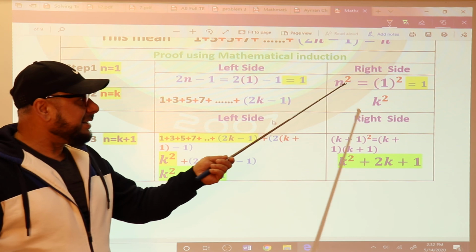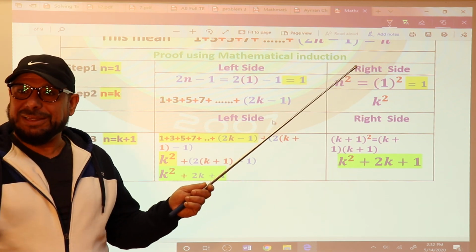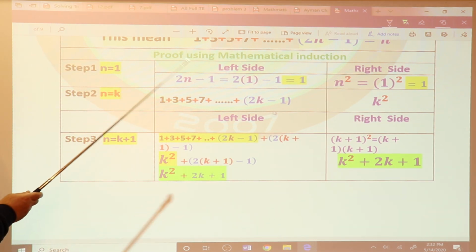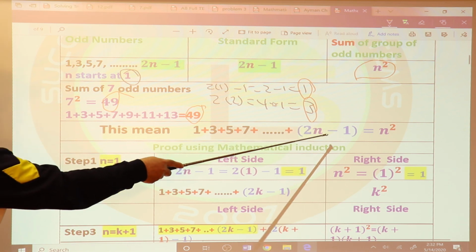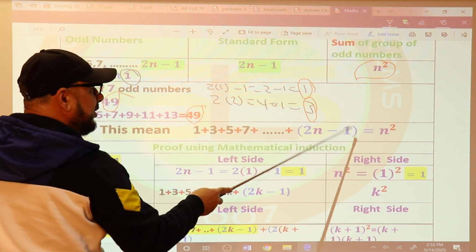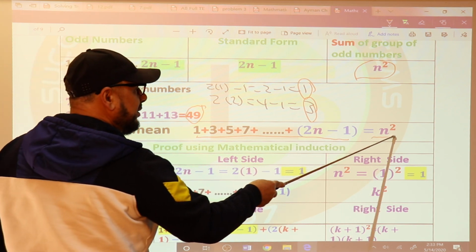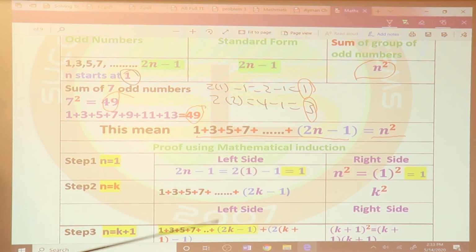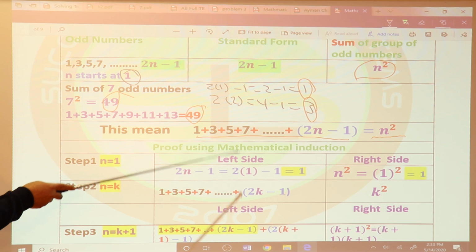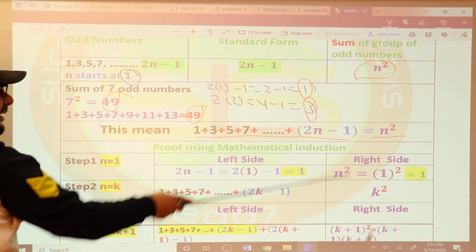How about the right side? It's n squared, right? Here, n squared. Then the left side. You see the left side here? And this one, the right side. Then he plugged 1 in the left side and the right side, he got 1. Good.